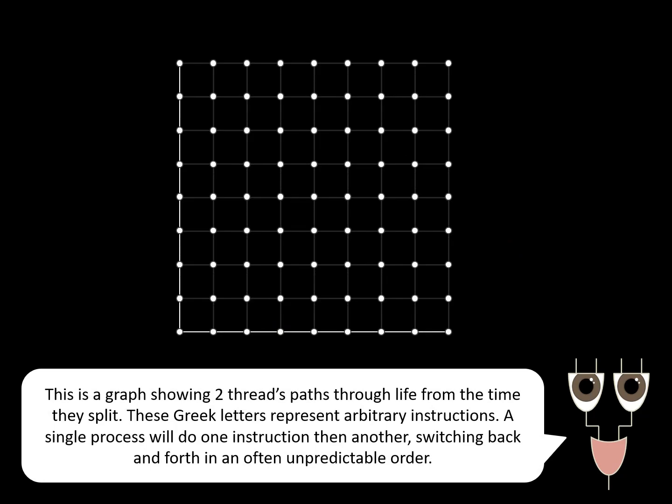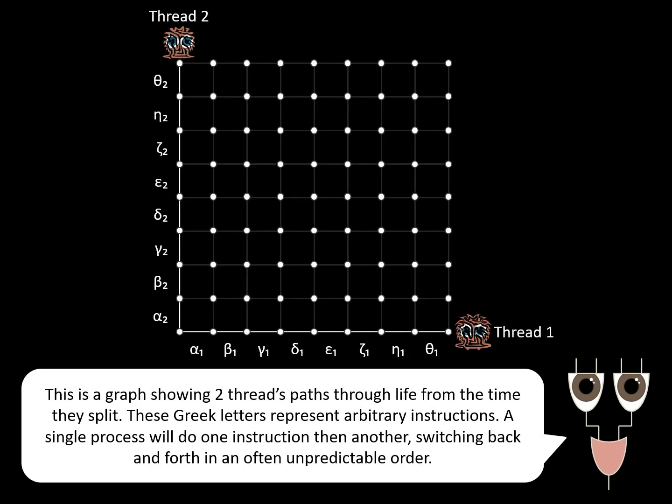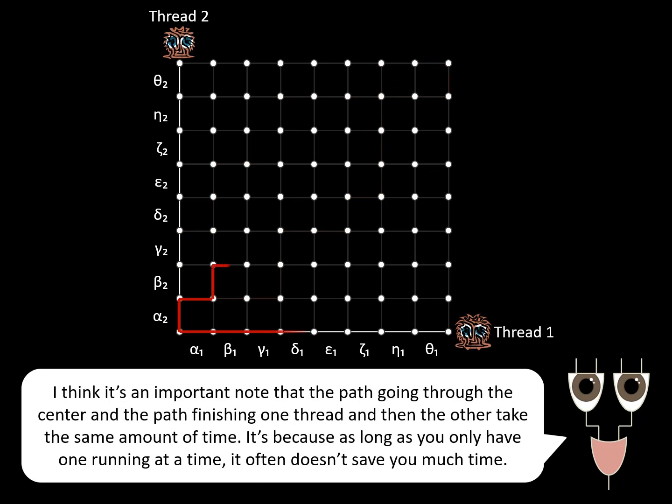This is a graph showing two threads' paths through life from the time they split. These Greek letters represent arbitrary instructions. A single process will do one instruction, then another, switching back and forth in an often unpredictable order. I think it's an important note that the path going through the center and the path finishing one thread and then the other take the same amount of time.